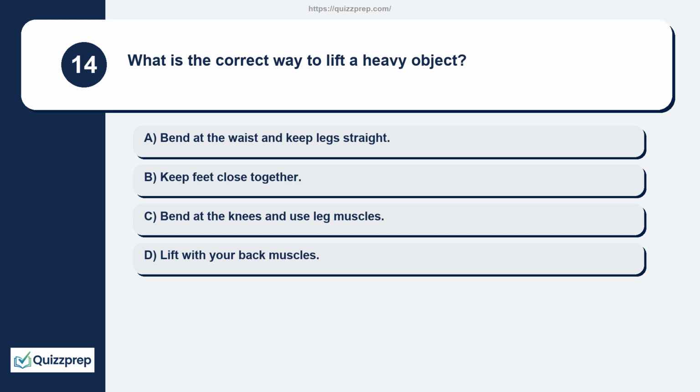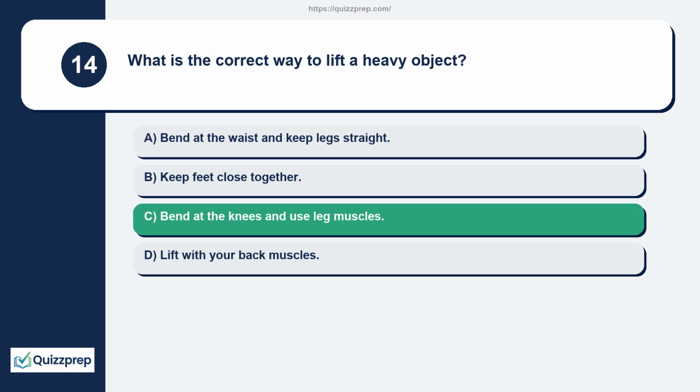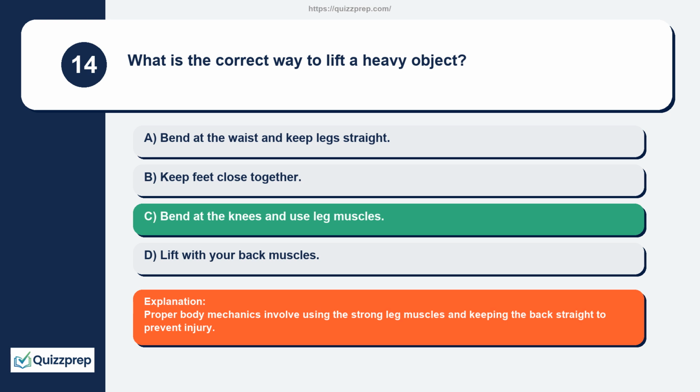Question 14. What is the correct way to lift a heavy object? Bend at the waist and keep legs straight. Keep feet close together. Bend at the knees and use leg muscles. Lift with your back muscles. Proper body mechanics involve using the strong leg muscles and keeping the back straight to prevent injury.